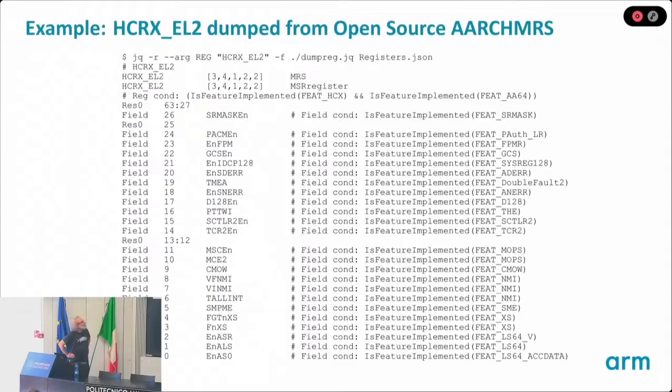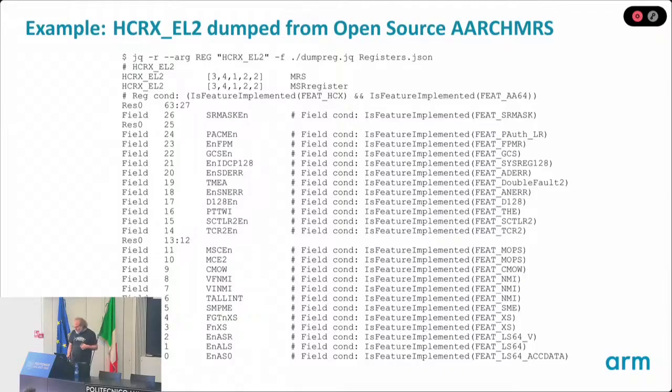So that's what it looks like with one of my little scripts. HCRX-EL2 is one of these control registers for the hypervisor. And you see that all the fields are detailed, but also we get all the conditions for which these fields are valid. And we're really interested in that.